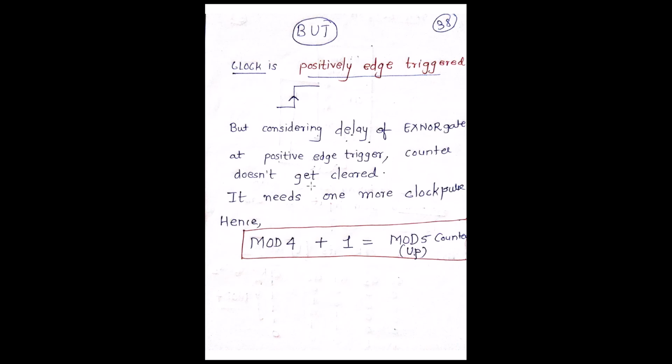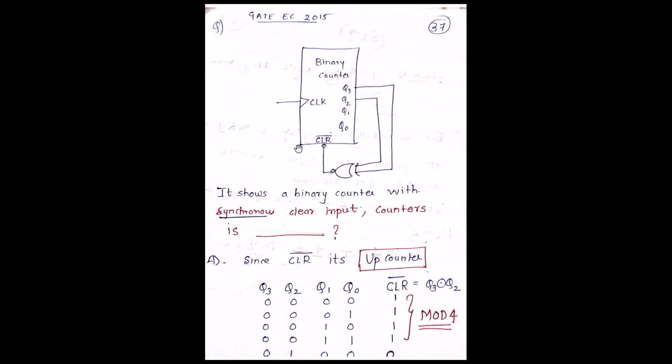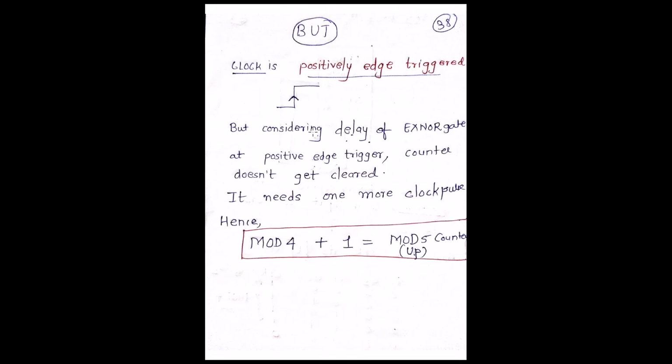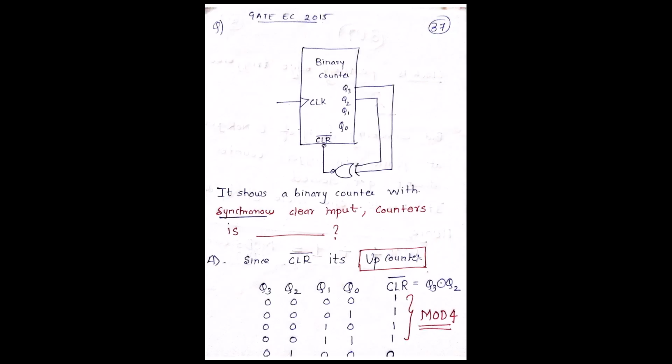So when this positive edge triggering happens, my output is not going to reach this clear bar because there is a certain delay over here. It is at the next clock that my output is already present over here, that is 0, and the clear will happen. Therefore, my mod will get incremented by 1 and it will be a mod 5 up count. So this is very important.